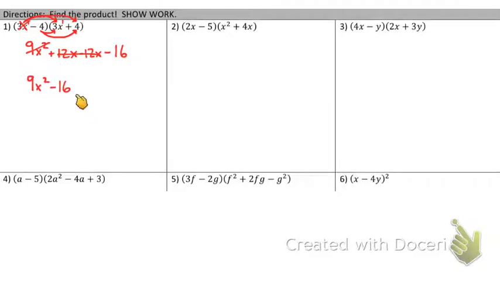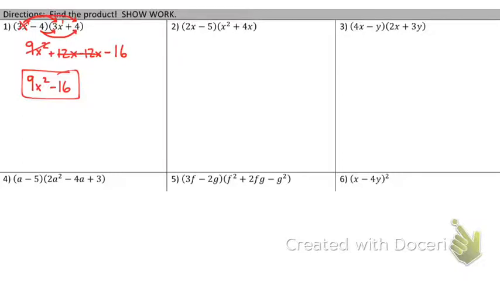Okay, and then last thing, we got to check a standard form. The order is the highest powered first, and then the constant last. And the answer is yes. So we just got done multiplying. Okay, so the other ones are very similar to that, 2, 3, and 4.